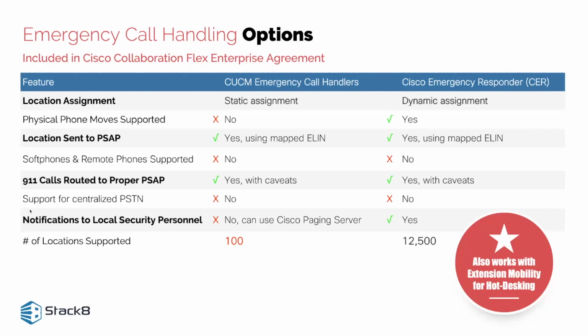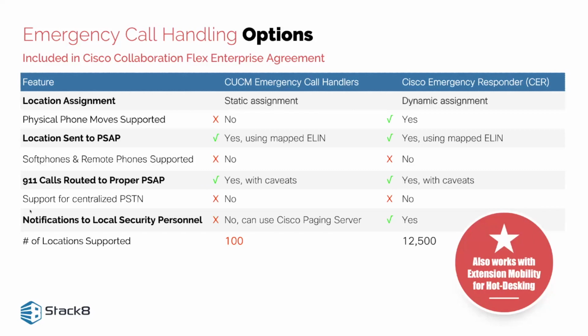It can also be a web notification, and you can also support quite a bit more locations. So if you're a bigger enterprise, more than 100 locations, which was a limitation of the native call handlers, 12,500 locations is supported with CER, which is quite big. If you have more locations than that, typically a second UCM cluster with a second Emergency Responder cluster would be leveraged in those types of situations.